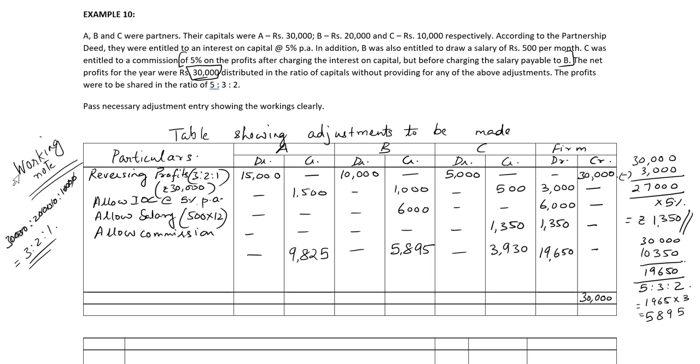So since we've credited the partner, we'll write in the particulars column distributing profits, and this has been done in the correct ratio, which is 5:3:2. Our next step is to find the total.